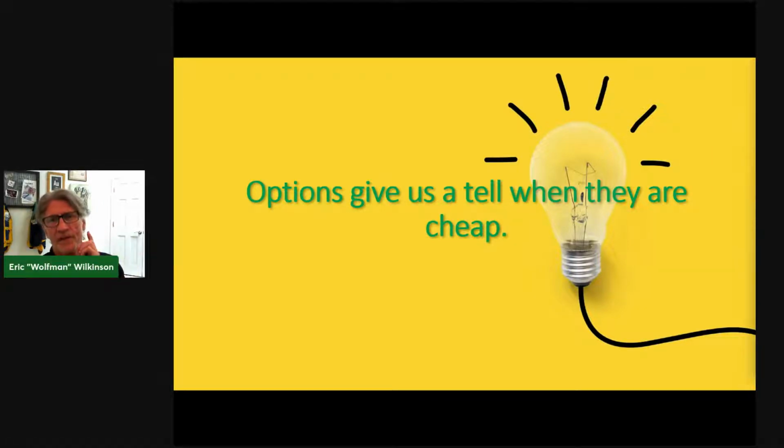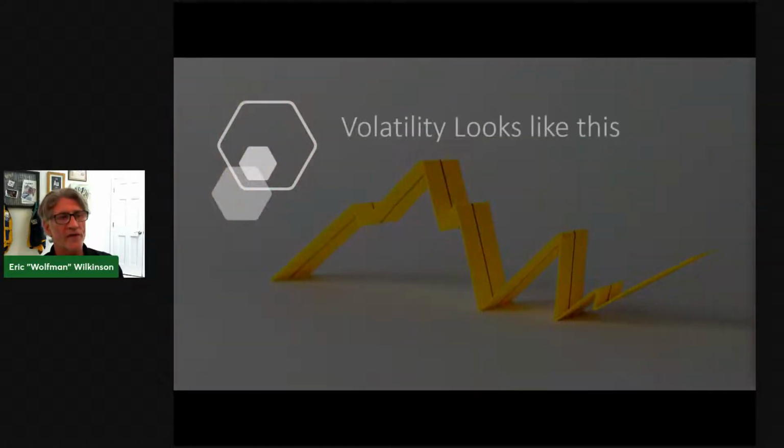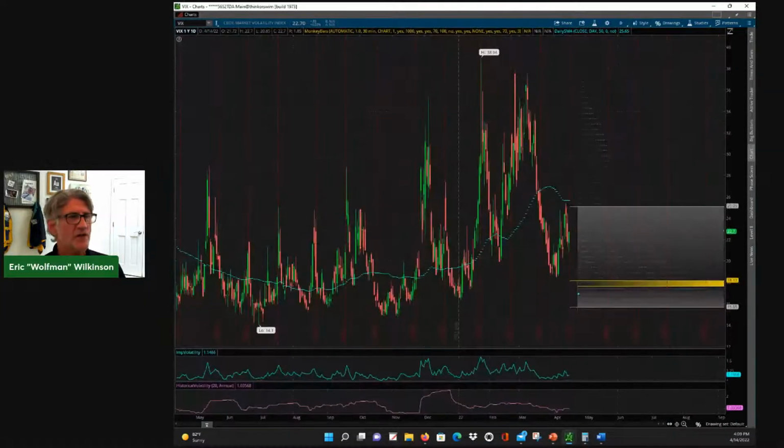But options, I believe, will show you when they're cheap and when they're expensive, because volatility looks like this. And volatility for an underlying is pretty range bound. Now, when I'm talking about volatility here, I'm not talking about the VIX, folks. The VIX gives us a broader, overarching picture of volatility in the markets, okay?